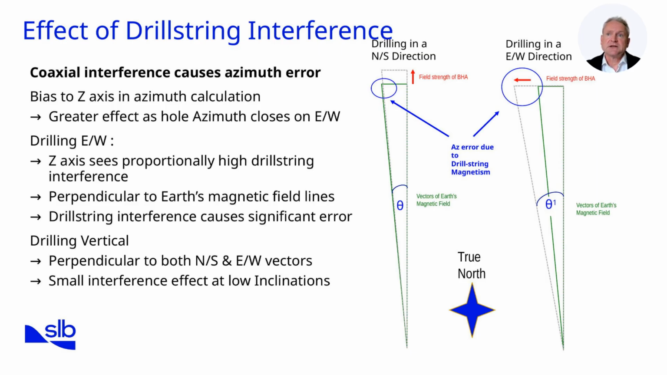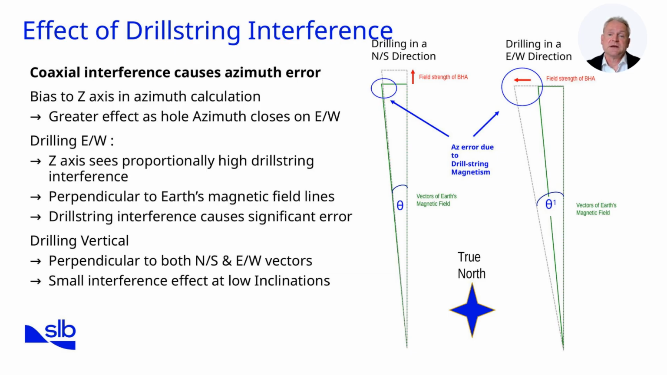The deeper implication is that azimuth errors increase in critical sections, such as long horizontals, where anti-collision and reservoir navigation require the highest accuracy. Even a 1-degree azimuth error can translate into tens of meters of lateral displacement at depth, potentially missing a reservoir target.